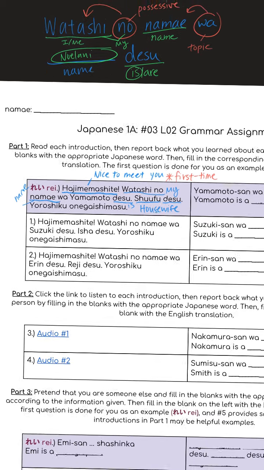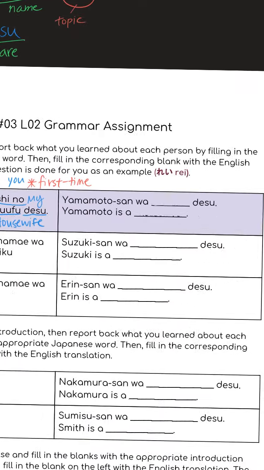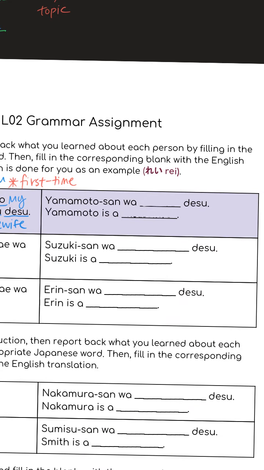Yoku dekimashita. Okay. So yoroshiku onegai shimasu just means nice to meet you. It literally means may we have a pleasant relationship. So isn't that a nice way to end off an introduction? Okay, now how are we going to answer this question?